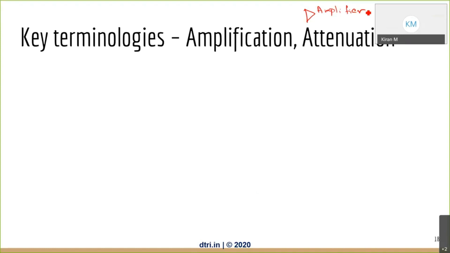You can think of attenuation as the opposite of amplification. So if you're amplifying something, you are attenuating something. Okay, you are reducing something, you are decreasing something. So that is attenuation. Amplification is also called gain.